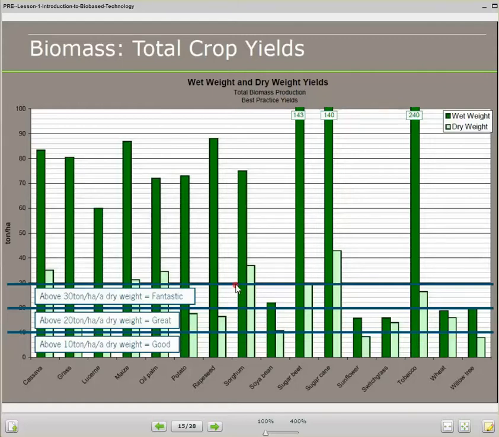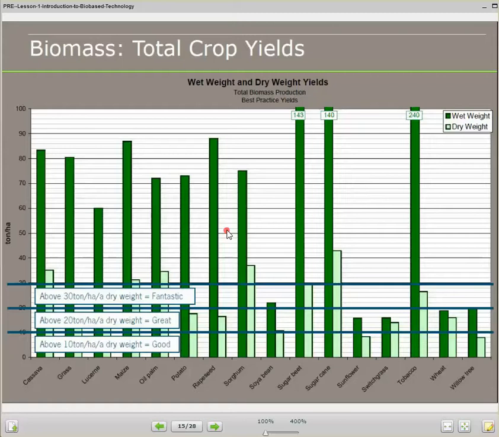And then, of course, above 30 is the fantastic. You can get more than 30, and so what in this figure do we see as fantastic biomasses for conversion? If you guys are talking, just type it in. Okay, so what did you say? So you said maize, sorghum, cassava, sugarcane.